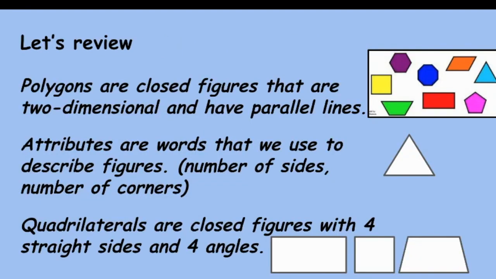Let's review. Polygons are closed figures that are two-dimensional and have parallel lines. Attributes are words that we use to describe figures. We can talk about the number of sides the figure has, the number of corners, and quadrilaterals are closed figures with 4 straight sides and 4 angles.